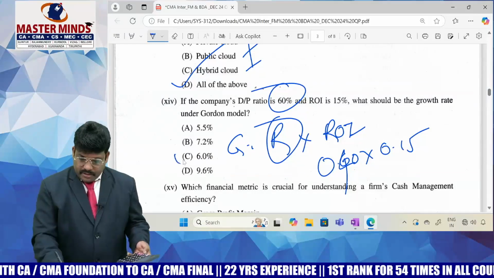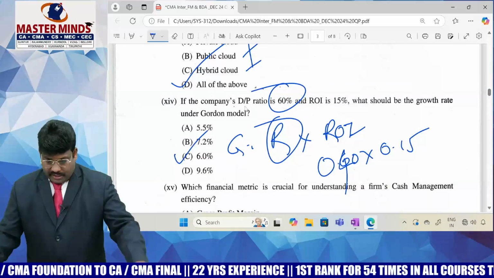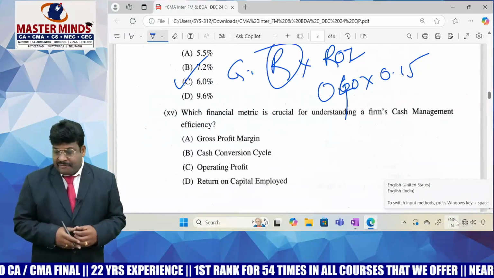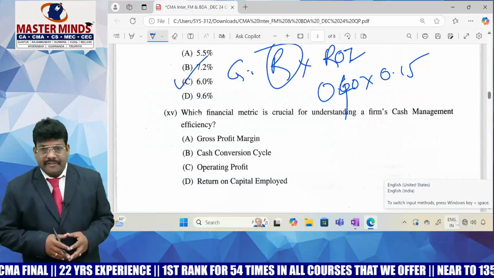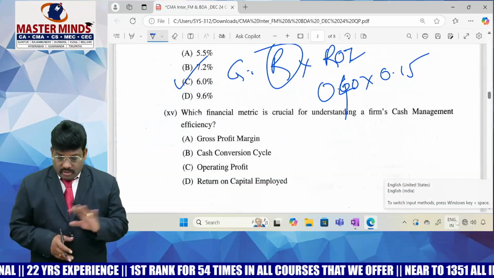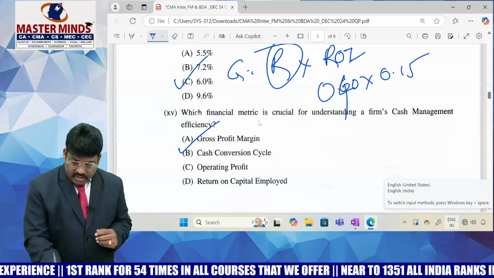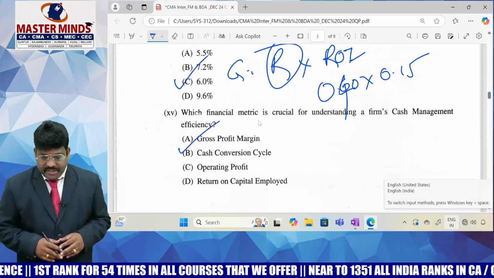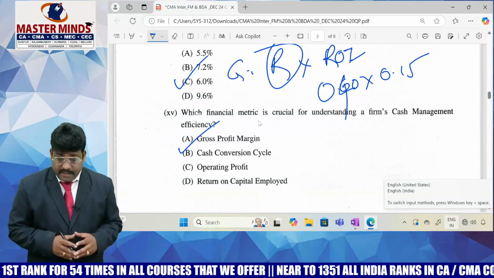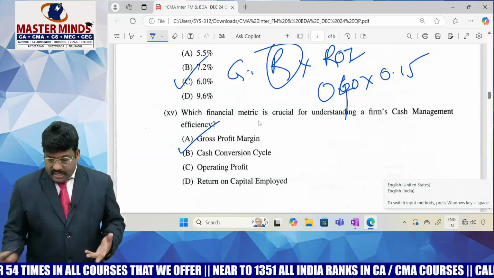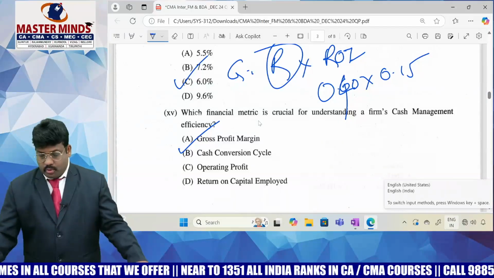Used to get the 6% would be the growth rate. Yeah, coming to here, which financial metric is crucial for understanding a firm's cash management efficiency? Gross profit, wrong. Cash conversion cycle, absolutely right. Operating profit is also not considered. Return on capital employed is not considered, whereas cash conversion cycle should be considered, right? So these are the answers to the MCQ questions.